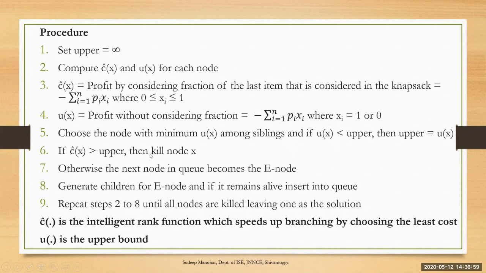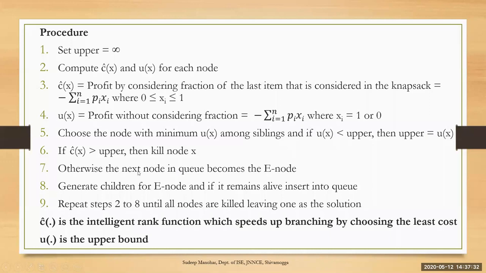Otherwise, if there is no node to kill, then what next? We have to choose the next node. Next node means we have to choose the E node. How do we choose the E node? For this, the queue will come into use. So the next node in the queue becomes the E node. Which nodes have entered the queue? The ones which we have processed and which are not killed. So that is in the queue now. We have to remove the elements from the queue one by one, and whichever comes first becomes the next E node. So this is the difference between FIFO and LC.